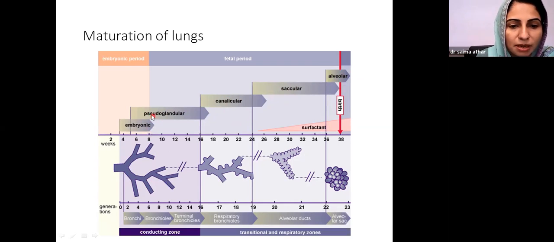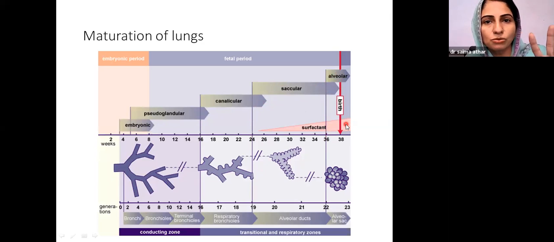These phases, for example, pseudoglandular phase starts from 5th week up till 16th week. Canalicular starts from 16th up to 25th or 26th week. Saccular starts from 24th and continues till 37 weeks, and the alveolar phase starts from the 36th or last 2 weeks before birth.